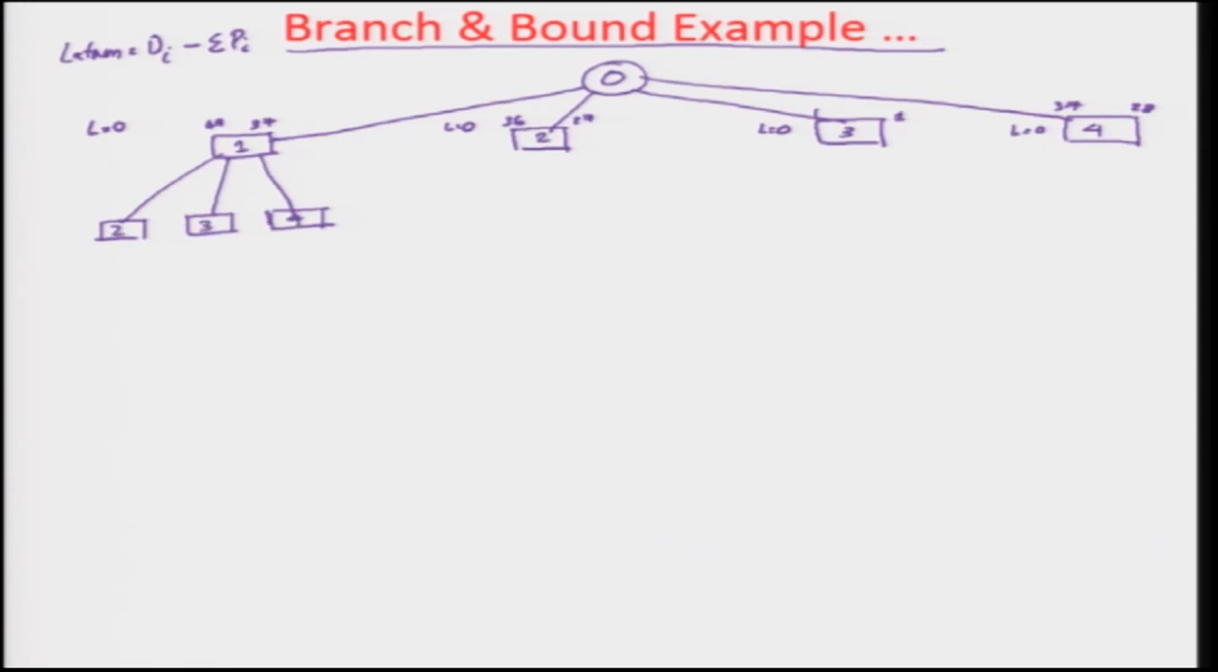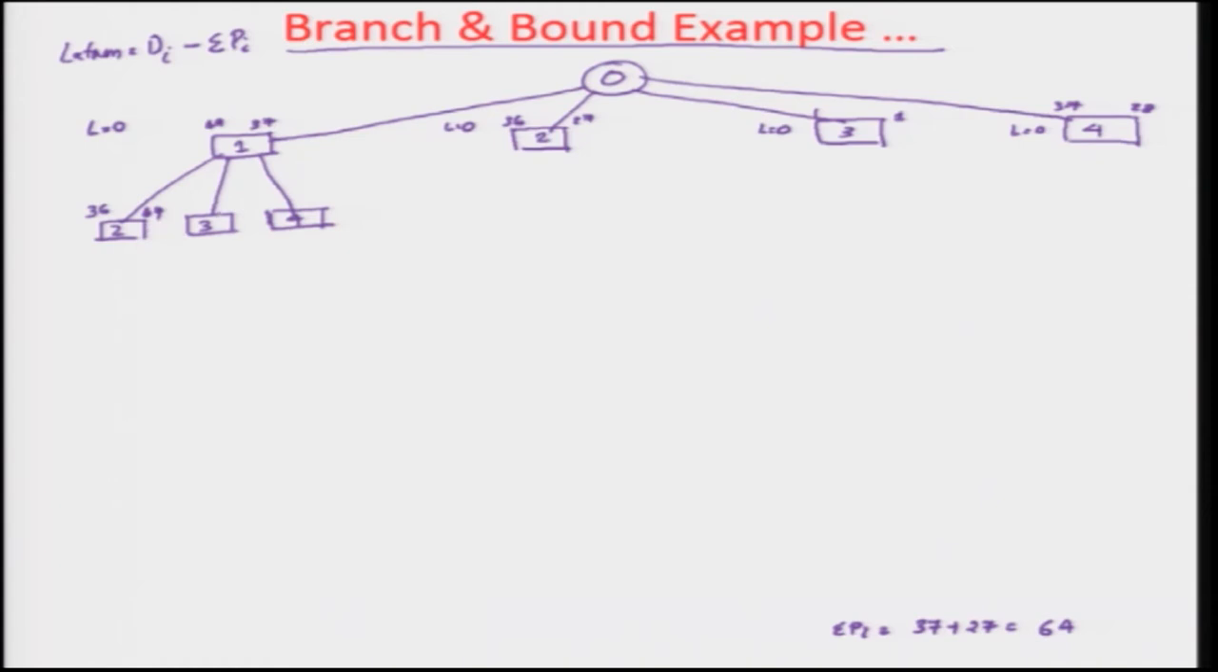Now, the processing time of job 1 is 37. If we put 2 here, 2's processing time is 27. So, the sigma Pi here will be 37 plus 27. That will give you 7 plus 7 is 14, 3 plus 2 is 5, plus 1 is 6. So, this will be 64, and 2 is supposed to be delivered on the 36th day, and you are already late now.